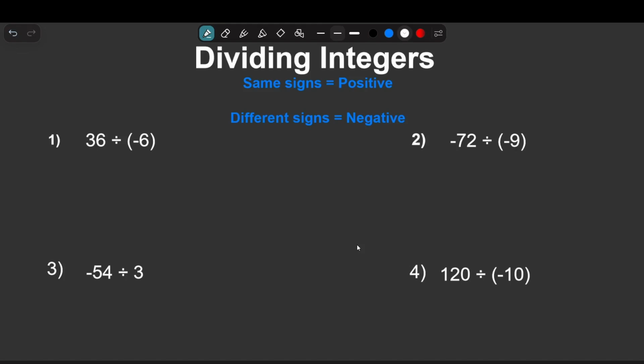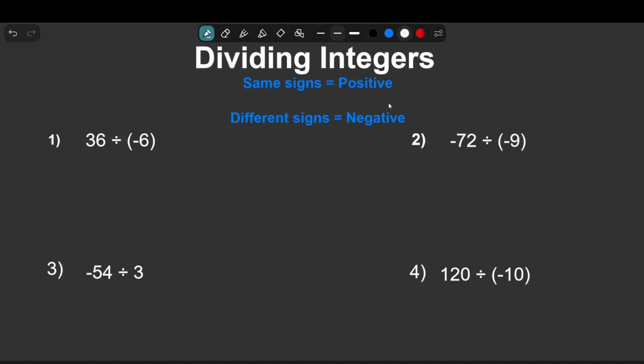So let's jump right into number 1, where we have 36 divided by minus 6. As you can see at the top of your screen in blue, it says same signs equals positive and different signs equals negative. This means that if we are dividing the same signs, we are going to get a positive final answer. But if we are dividing different signs, let's say a positive number by a negative number, or a negative number divided by a positive number, we are going to get a negative final answer. Also, a negative divided by a negative gives a positive, and the same for a positive divided by a positive.